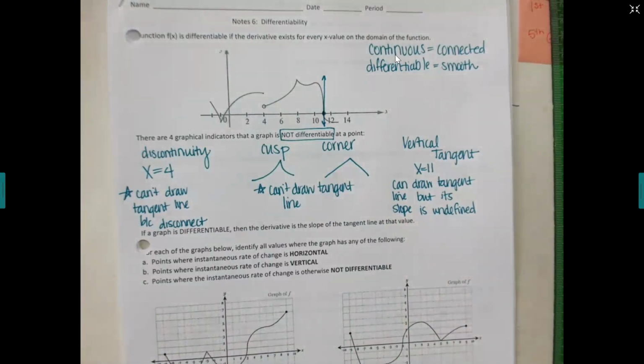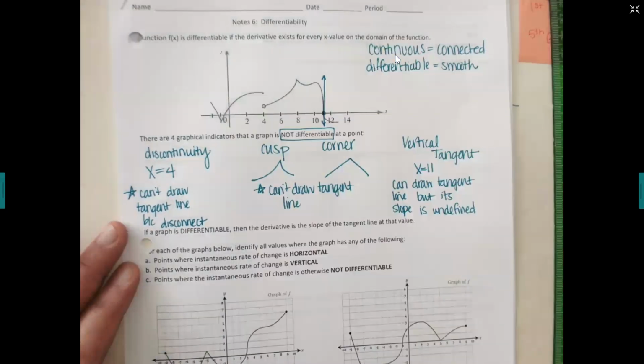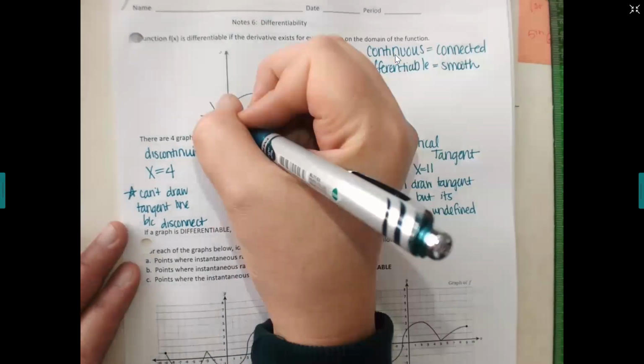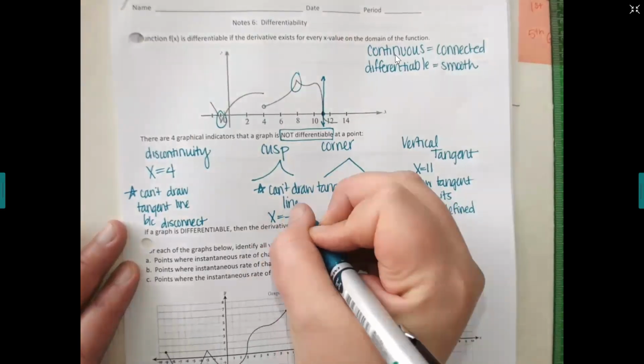Okay, I forgot to write your cusp points. Where do those happen at? What x is? Negative 1 and 8.